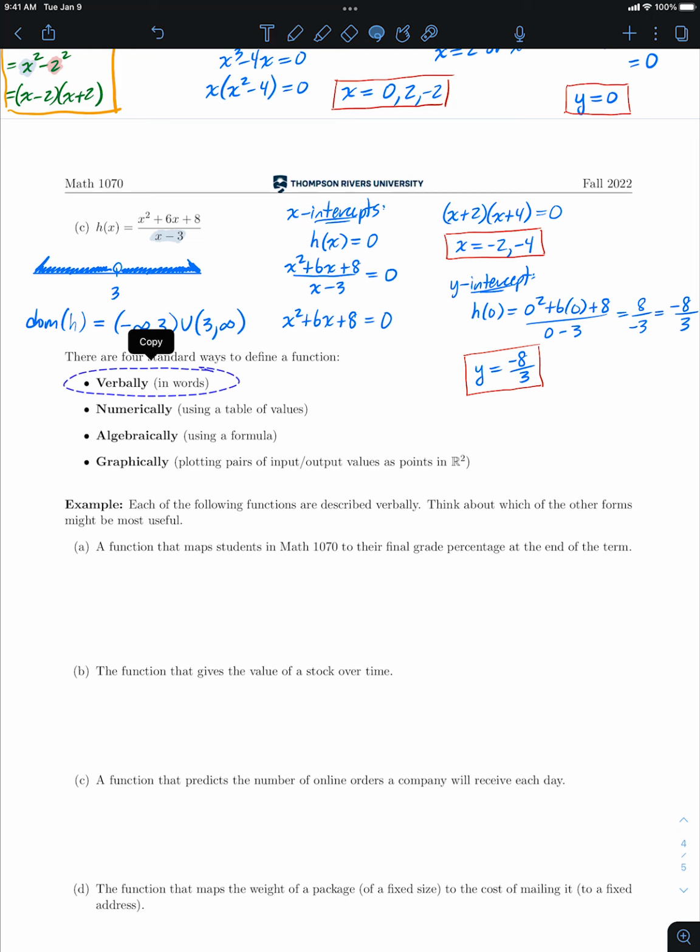But the benefit of a verbal definition is it really forces you to come face to face with the actual rule that the function is made up of, because that's what a function is, right? It's a rule. So verbally means you explain the rule.